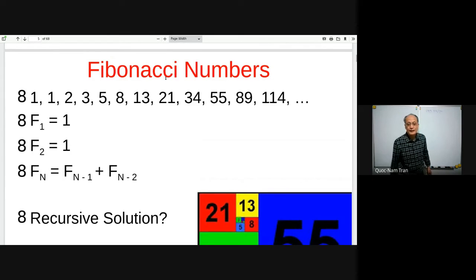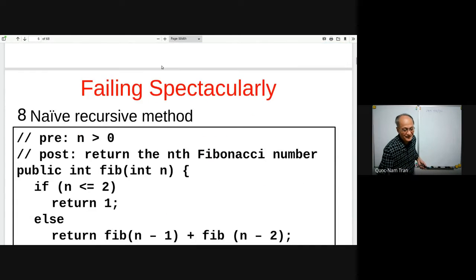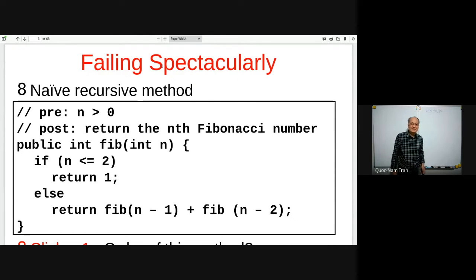So you have a problem: write a program to calculate any Fibonacci number. We can design a simple algorithm. But the question is, is that algorithm a good one? Obviously, it's not. Why? If we write our algorithm like this, don't think that we have done our job. Actually, we should avoid this kind of algorithm as much as we can because it fails spectacularly.